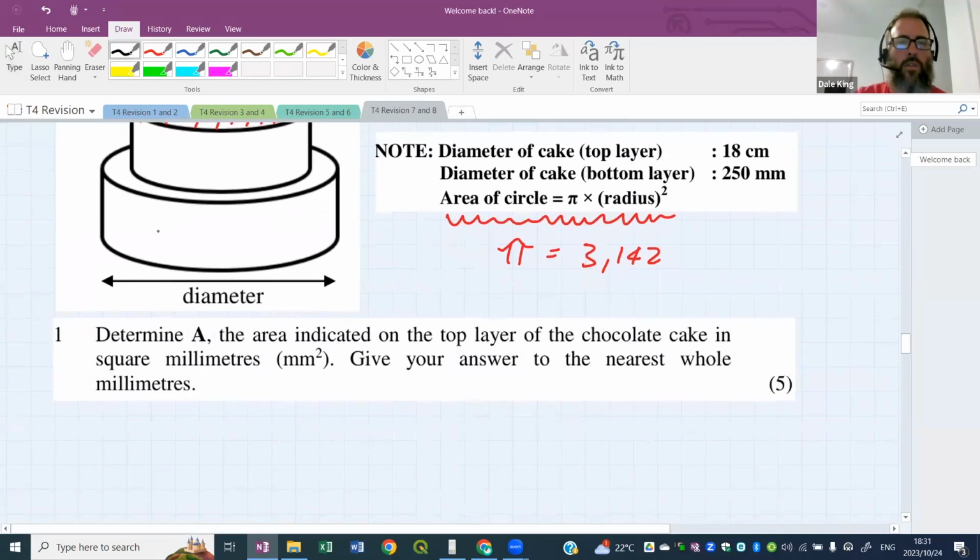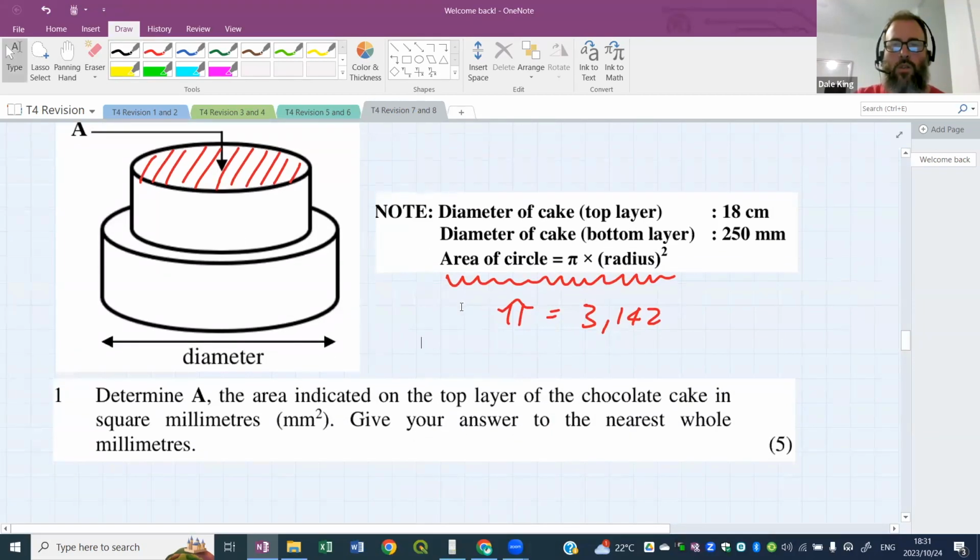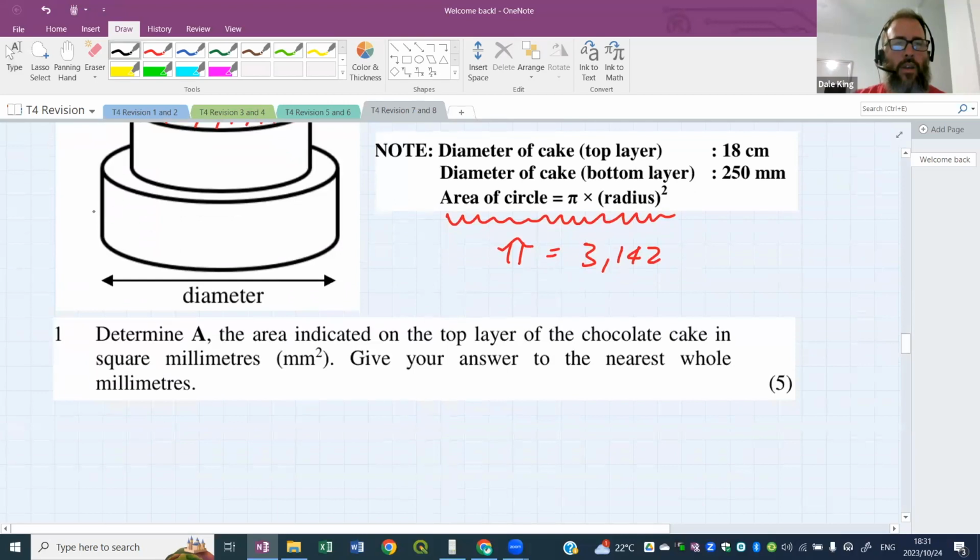So we need to work out the area of that shape. That shape is obviously a circle. They also give us the formula for the area of a circle, so we're going to use that formula. I'm going to write the formula out first. Area is equal to pi, and we know pi is 3.142, times radius squared.